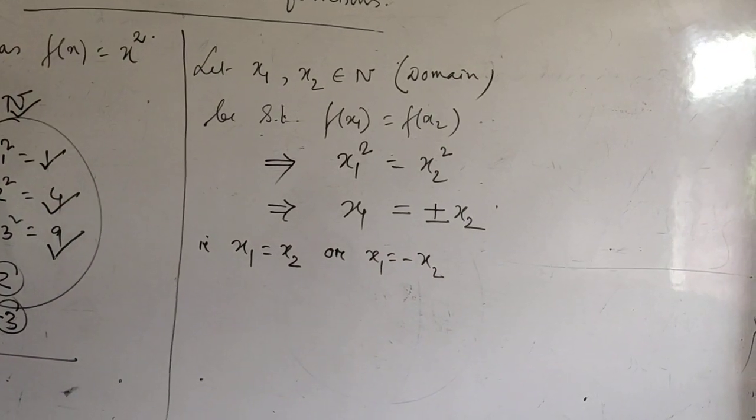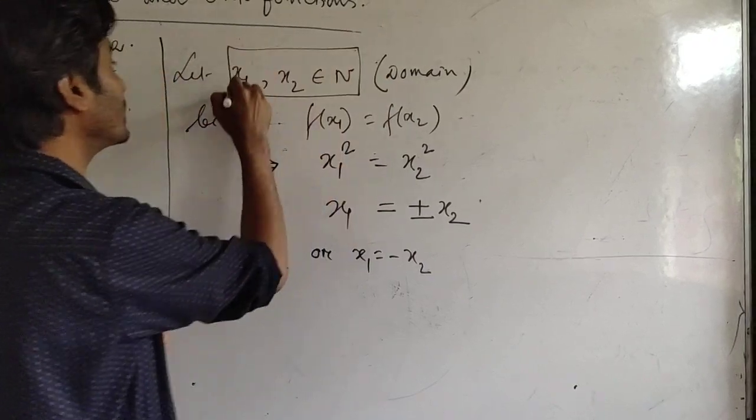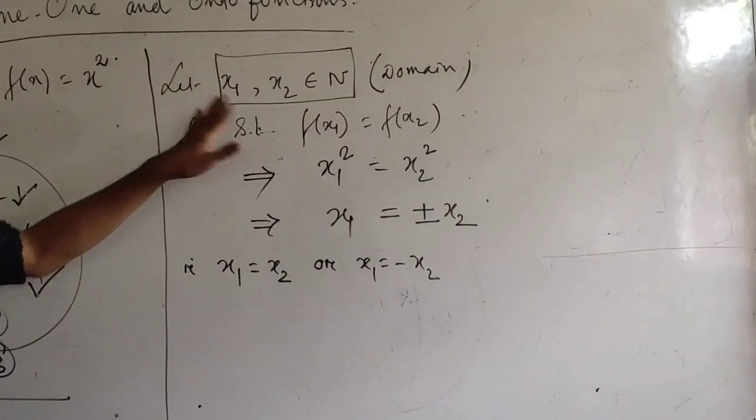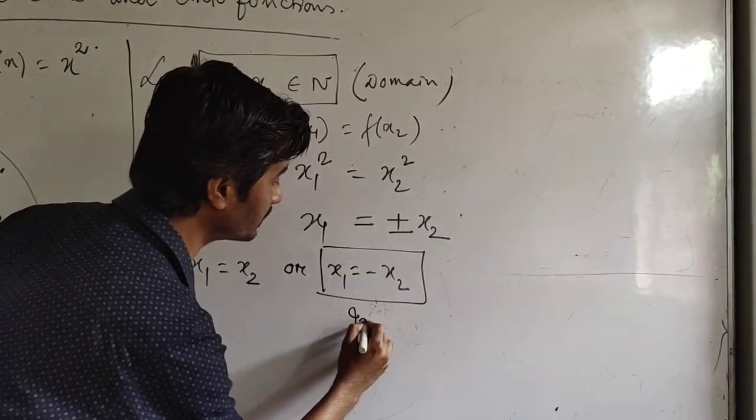But you remember that x1 and x2 are from the set of natural numbers. These numbers cannot be negative. Therefore, this is an impossible result. This is not possible.